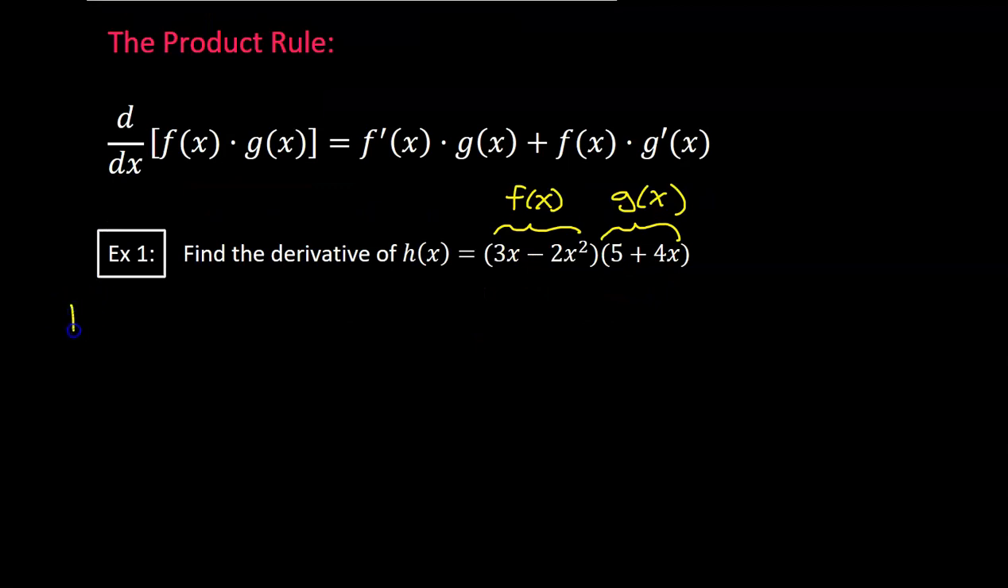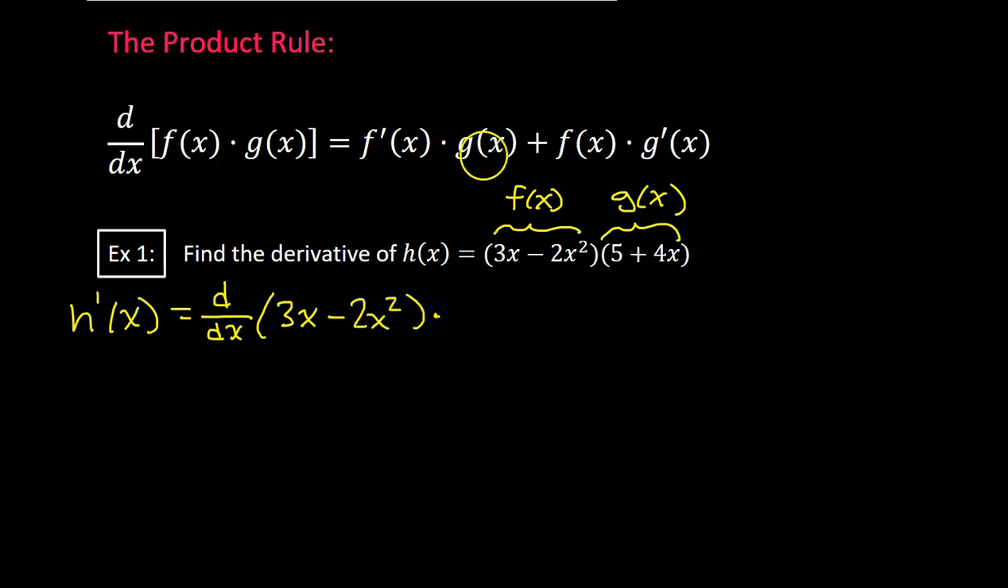So if I want to find the derivative of h, according to the product rule, I'm going to take the derivative of the first part. For now, I'm just going to indicate that I'm taking the derivative by putting d dx in front of it. So this means I'm going to do the derivative of the first part times the second part, which you leave alone.